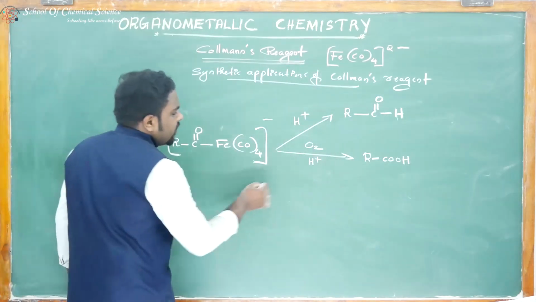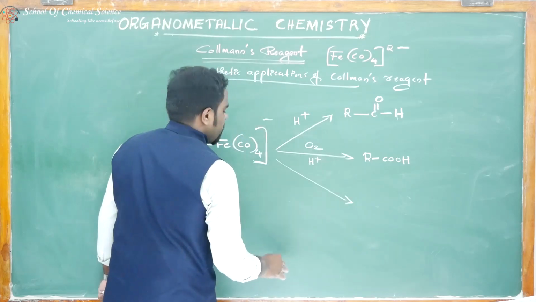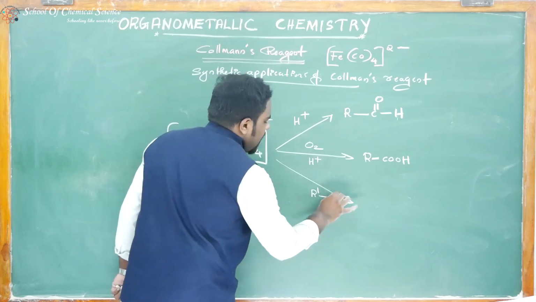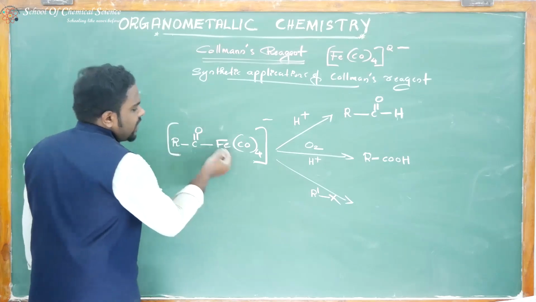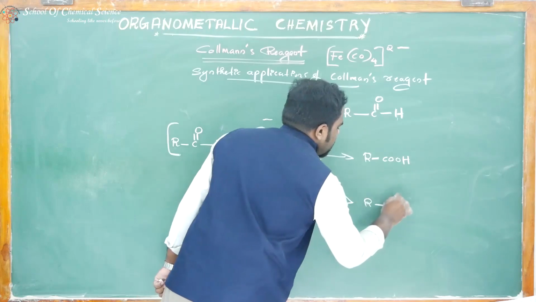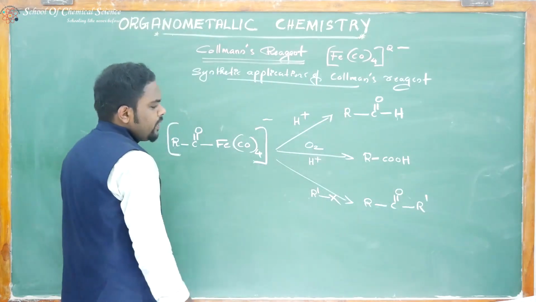If this reacts with R dash X, what happens? RCO minus will attack this R dash, giving RC double bond O R dash. A ketone will be your product.